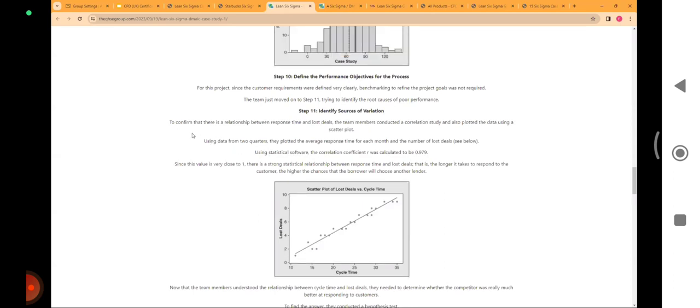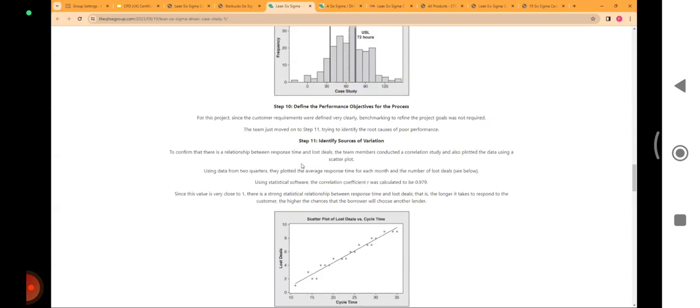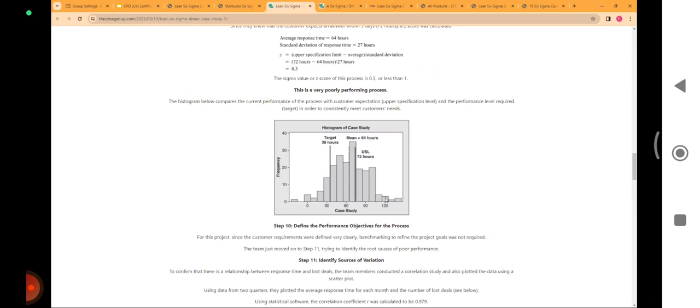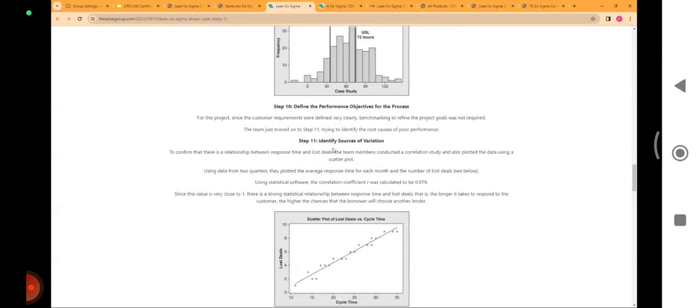To identify these sources of variation, first of all they need to confirm that there's a relationship between response time and lost deals. The reason why this organization is not meeting its objective, one of the suggested sources of variation at this stage, was that they are taking way too long to respond to customers. So the customers are choosing other banks.